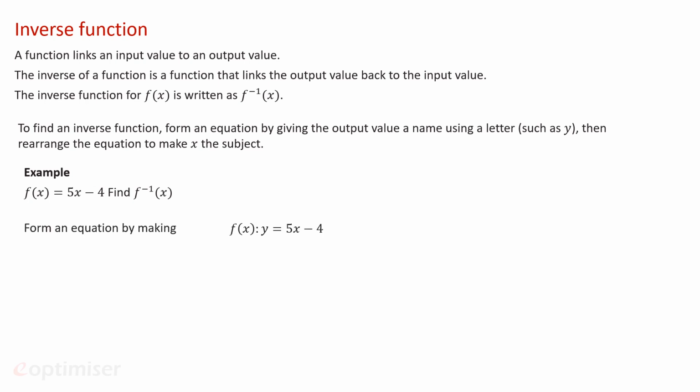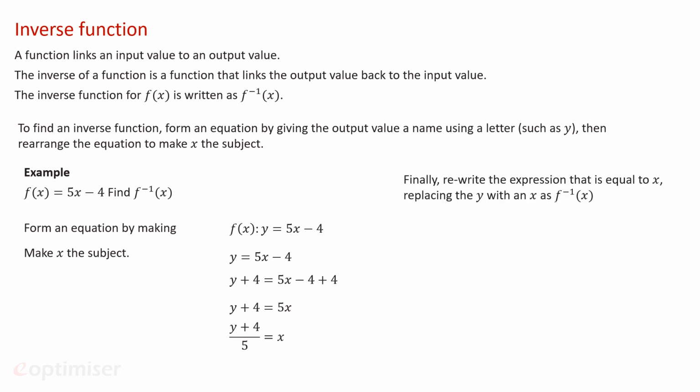So you need to place f(x) as y. Just assume another variable y, which is the function value. So y is the output. So y is equal to 5x minus 4. Now you need to find x in terms of y. So that is the output, and you need to find x. You can eliminate the 4 by adding 4 to both sides. Then you will end up with x equal to y plus 4 over 5. This is the inverse function of f(x).